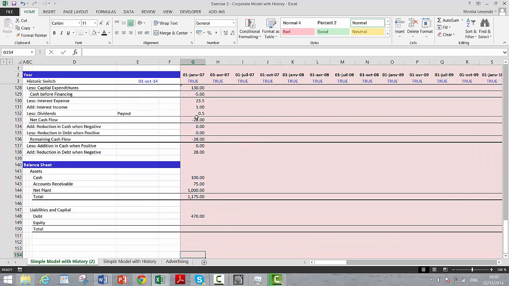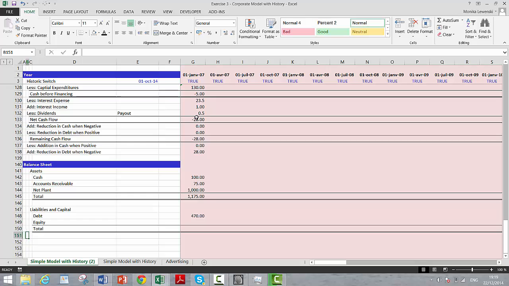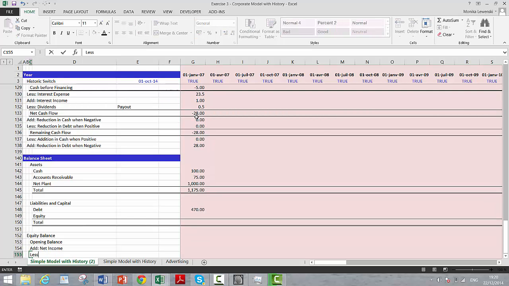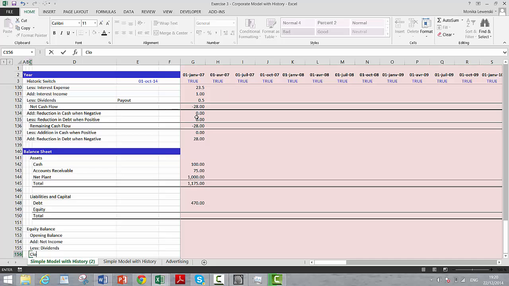And then I should have put an equity balance, because we'll put an opening balance. We'll add the net income less the dividends and closing balance.